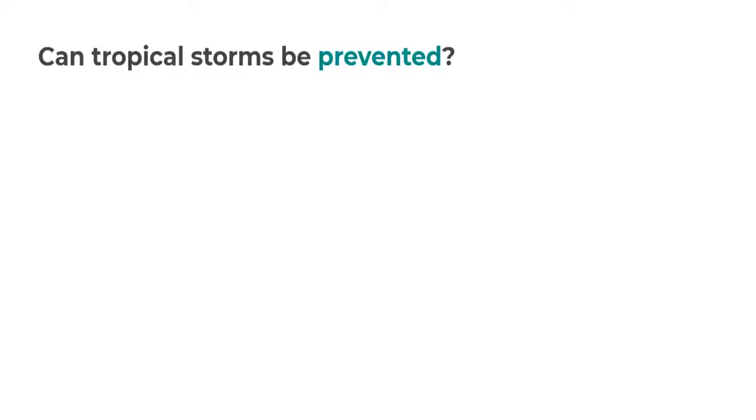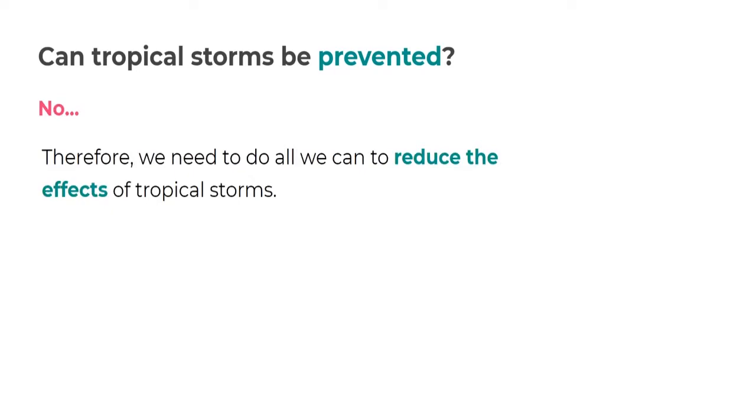So let's first consider this question. Can tropical storms be prevented or stopped? Is there any way that we can prevent a tropical storm from forming? I want you to think about the answer to that question. Is it yes or no? The answer is no. Therefore, we need to do all we can to reduce the effects of tropical storms.